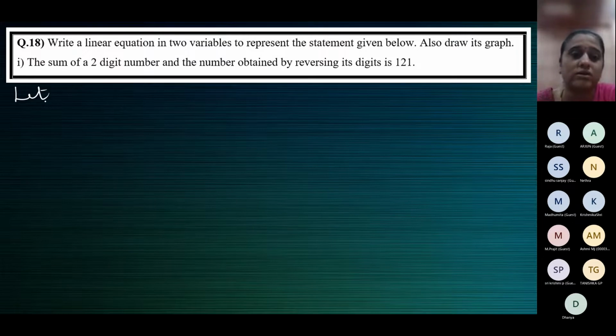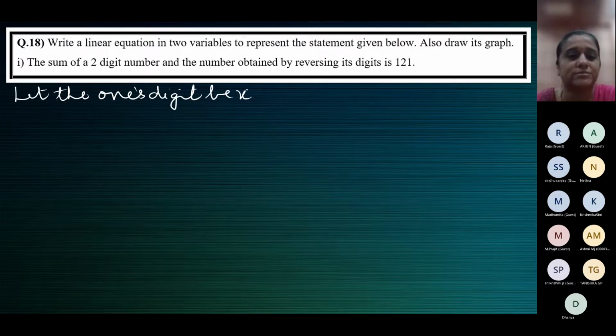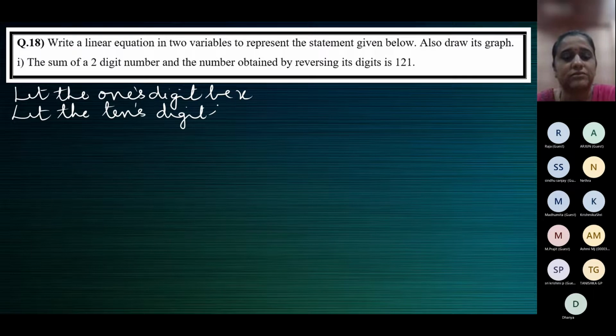Let what? One's digit of the original number be x. Now we are only starting, no? So it will be the original number only. You don't have to say original number. Let the ones digit be x. Okay. And let the tens digit be y. Very good.